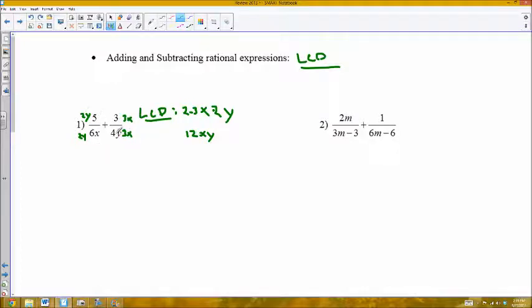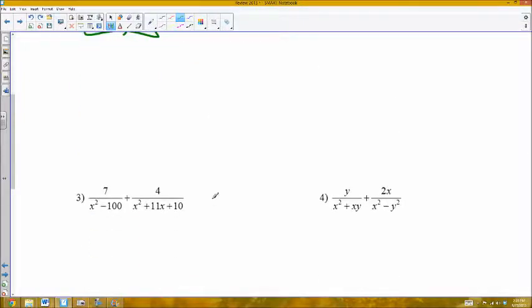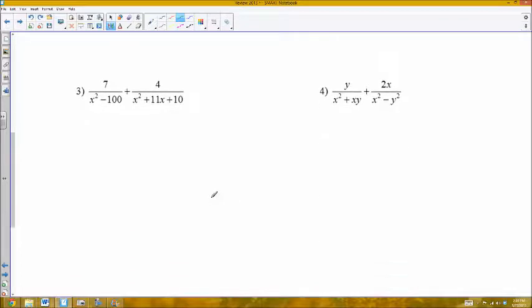I end up with 5 times 2, which is 10, so this will be 10y, plus 3 times 3, which is 9x, and since we multiply by the missing factors, this will all be over 12xy. So that's this expression written as a single expression. Where this gets slightly more complicated is when I have binomials in my denominators.